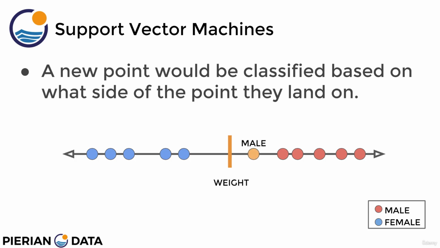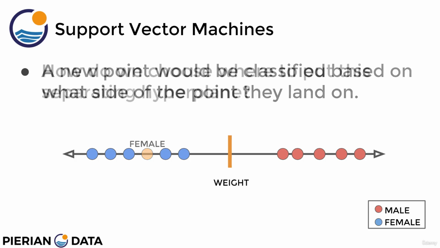Is there a point along this weight feature that I can choose to perfectly separate out the classes? A new point could then be classified based on what side of our hyperplane, or point, it lands on. So if I have a new point here, it falls on one side of the hyperplane, so I would just label this as male. Similarly, if I had a point there, it falls on the other side of that point or hyperplane, and I would label it as female. That's really the main idea that we're talking about here.